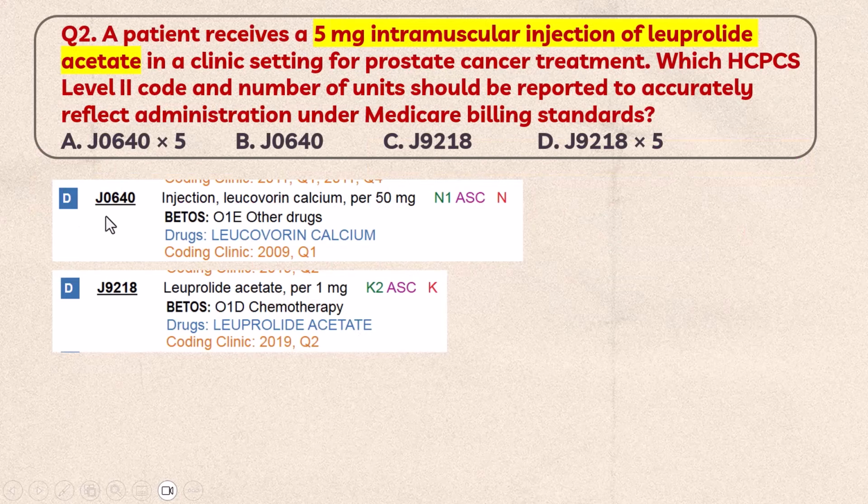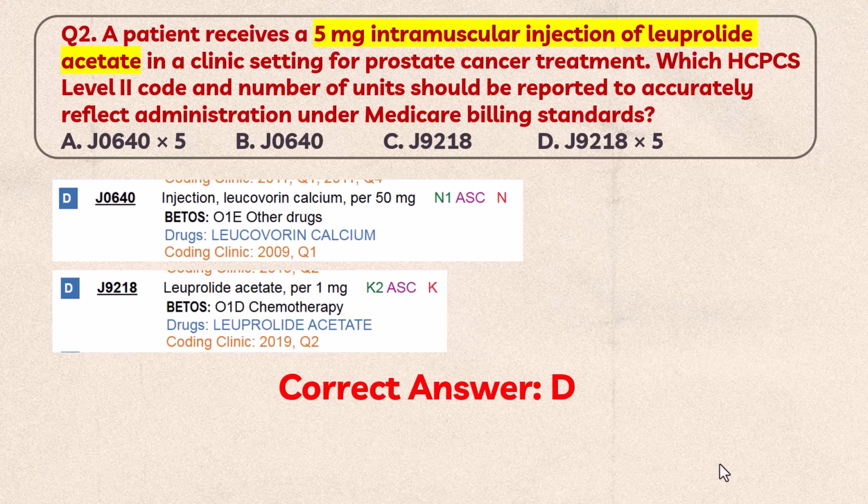So when you go to the code, J0640 is injection leucovorin calcium. When you look at the question, it says leuprolide. So that is not suitable here. When you look at the other answer, J9218, that is leuprolide acetate per 1 mg. So when you look at the question, it says leuprolide acetate 5 mg. So this code is for only 1 mg. So if you want to code 5 mg, you have to multiply this code by 5. So the correct answer is answer D.